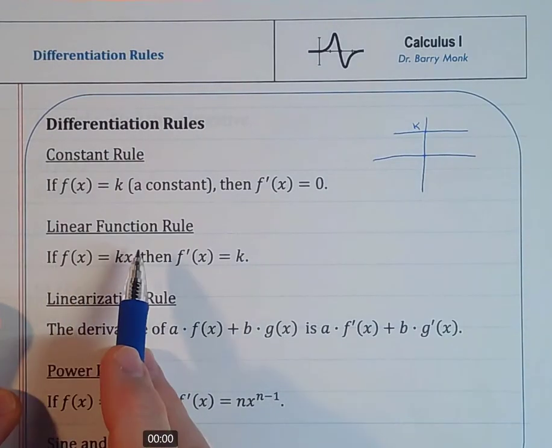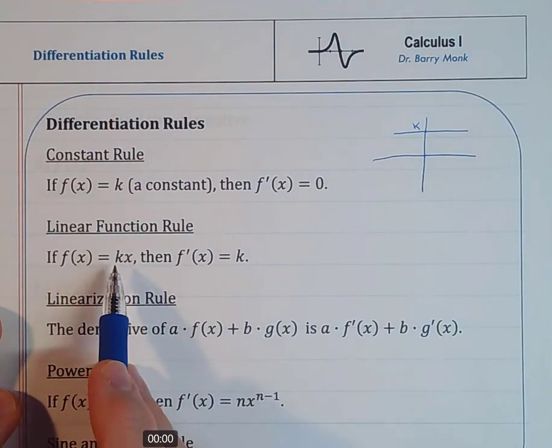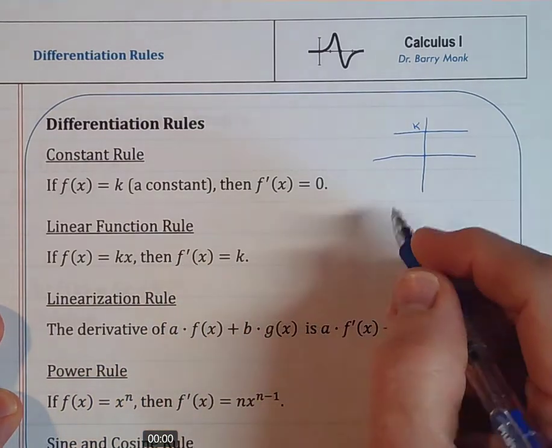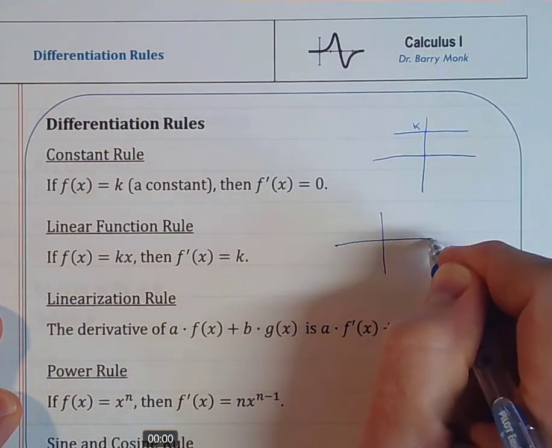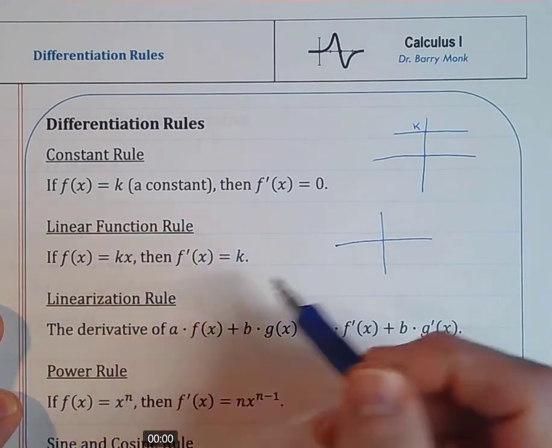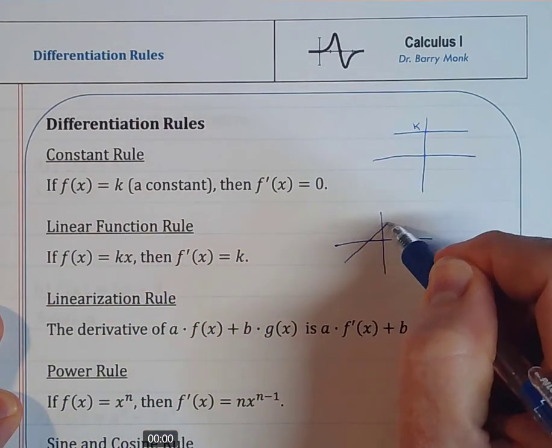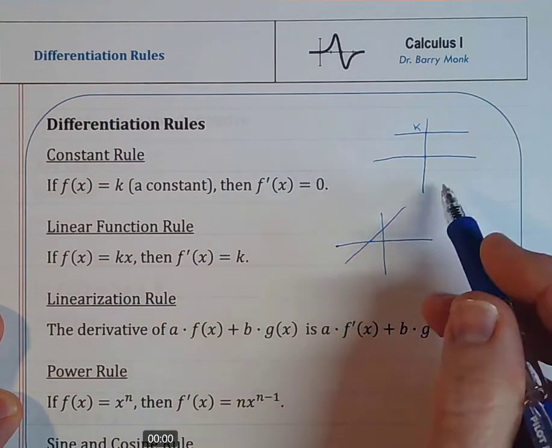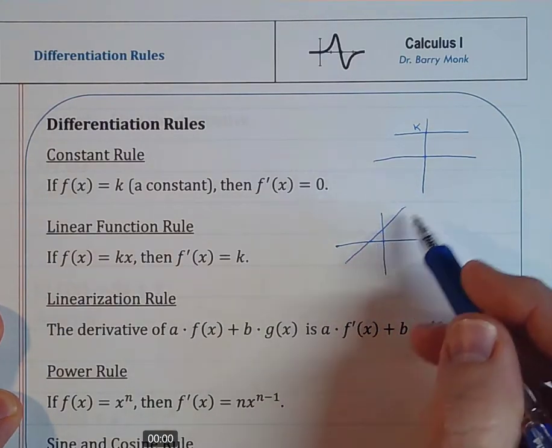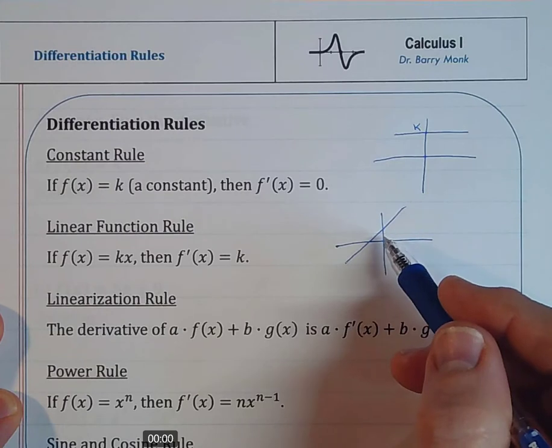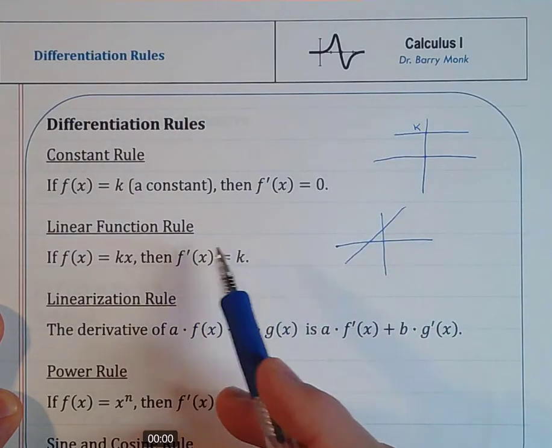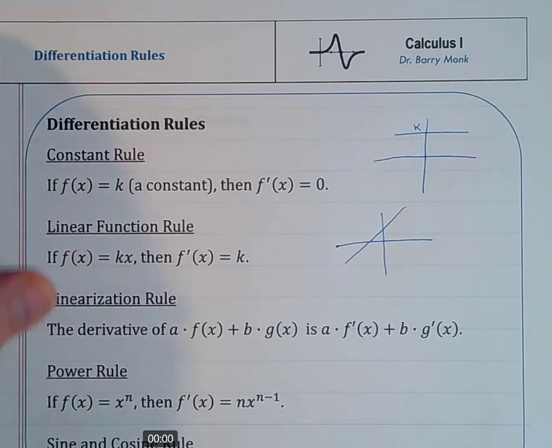A linear function, f of x equals k times x, has a derivative of k. And again, that's pretty easy to see, that if we have some linear function, k times x, that would just be some line where the slope is k, and any tangent line would also have exactly the same shape, and that would also have a slope of k. And so the slope of the tangent line is k, and so we got the linear function rule.